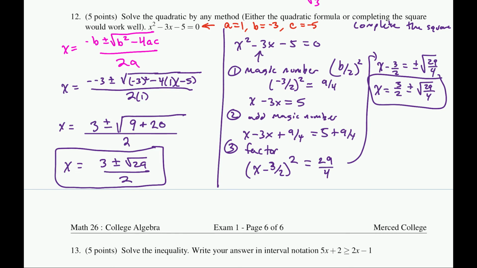So these really are the same answer, but I mean, hopefully you can see that this was not the best way, but it did work. It did work. I would definitely use this method, quadratic formula.